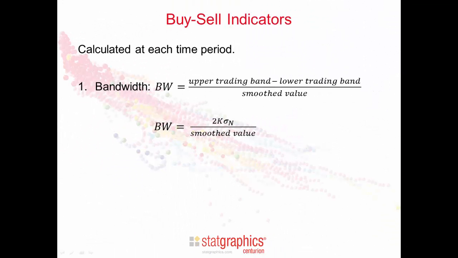In talking about his bands, Bollinger suggested 2 statistics that could be calculated and used as buy-sell indicators. The first statistic he called the bandwidth, which is the distance between the upper trading band and the lower trading band divided by the smooth value. I've rewritten it here as 2k sigma sub n divided by the smooth value so that you can see that the bandwidth is similar to a coefficient of variation. The larger sigma is, the larger the bandwidth.